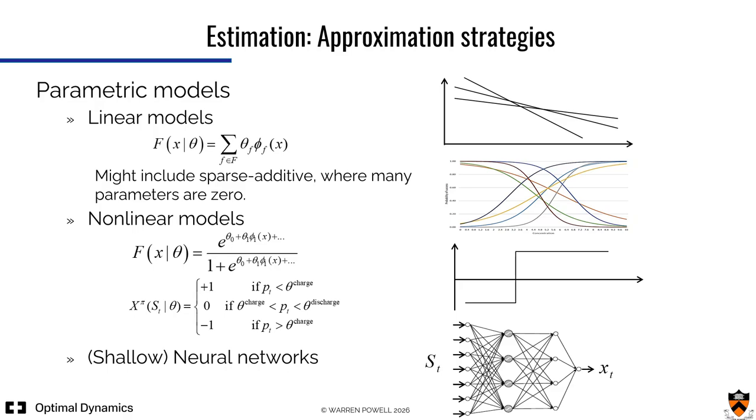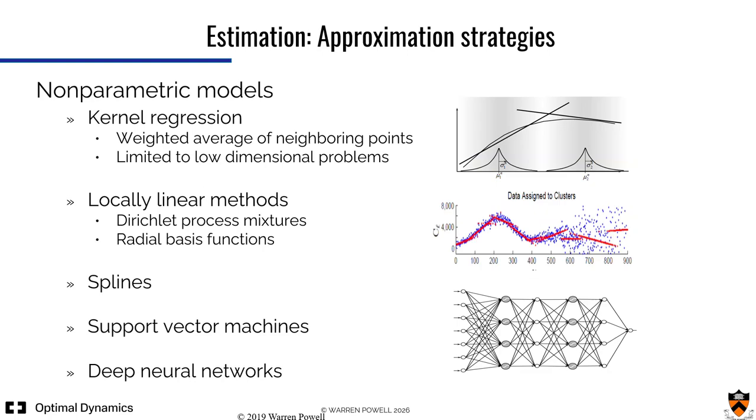You can have shallow neural networks. I'm going to make the distinction between shallow and deep neural networks. Shallow neural networks classify as a parametric model, just like all these others. They're a very general form. I say a shallow neural network because the deep neural networks have a property I'm going to describe in just a minute. Shallow neural networks can approximate very general functions, but not perfectly.